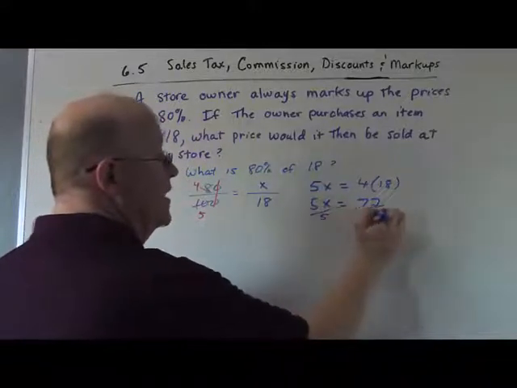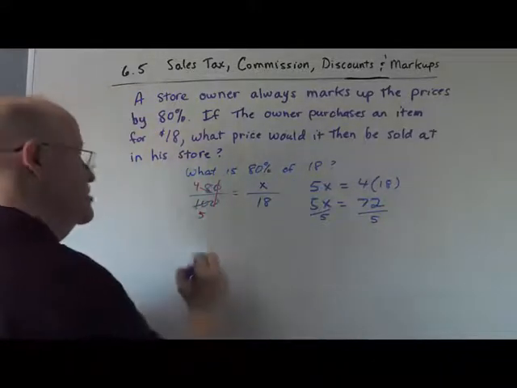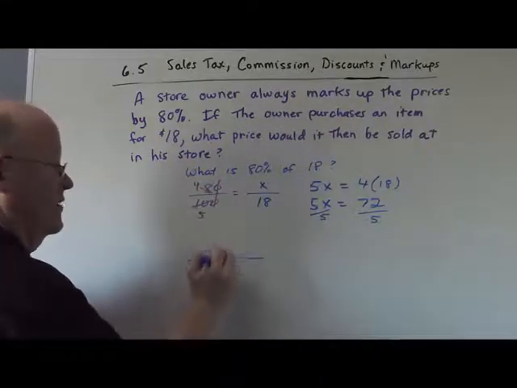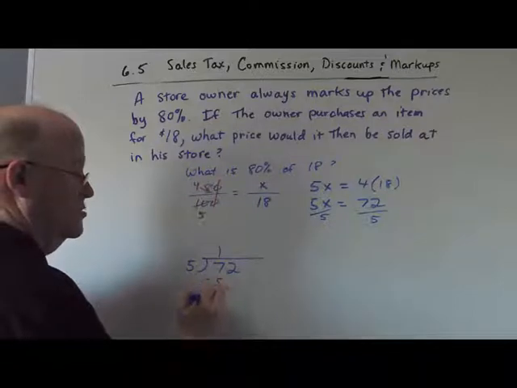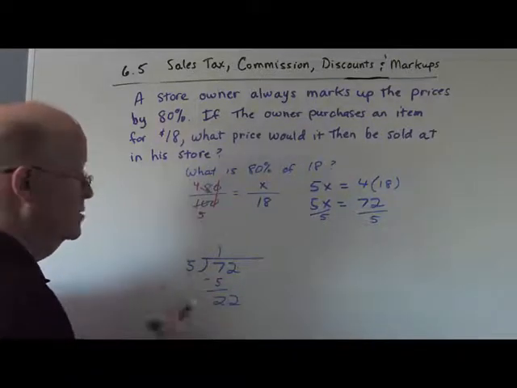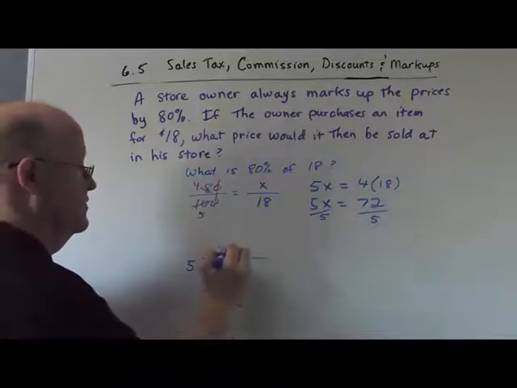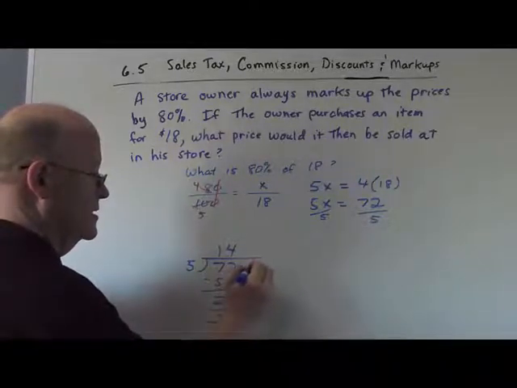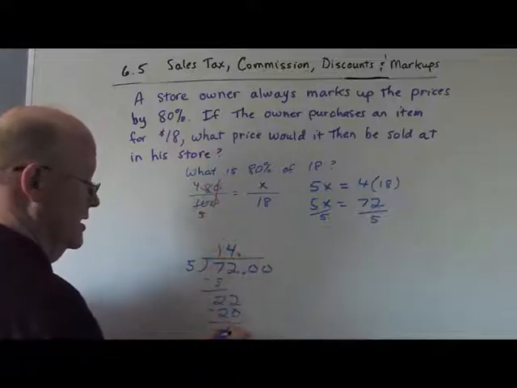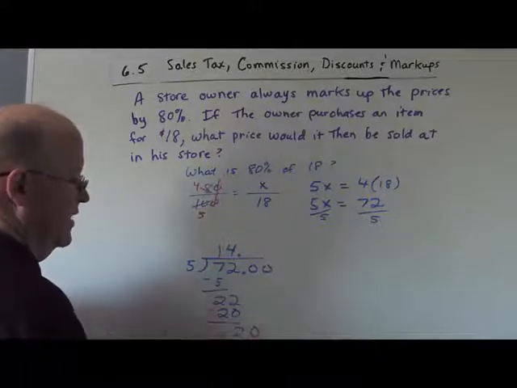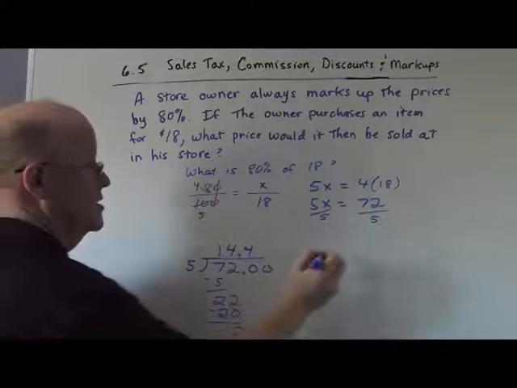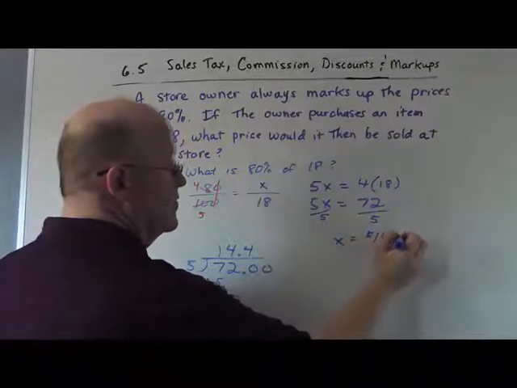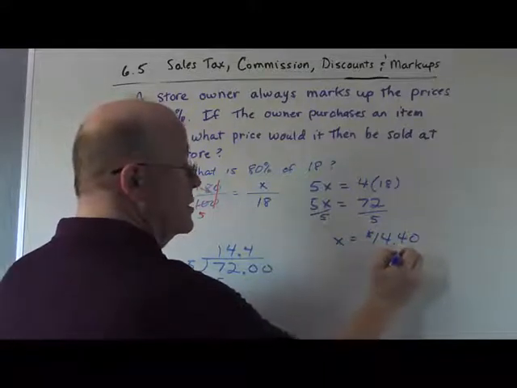And we will need to divide by 5 on each side. So let's go over here and look at 72 divided by 5. 5 goes into 7 one time. We subtract it off and get a 2. Bring down a 2. 5 goes into 22 4 times, making 20. Since we're dealing with money, we better put a decimal in there and a couple zeros. Subtracting it, 2, bring down a 0. 5 goes into 20 4 times. So x is equal to $14.40. Now that is the markup.